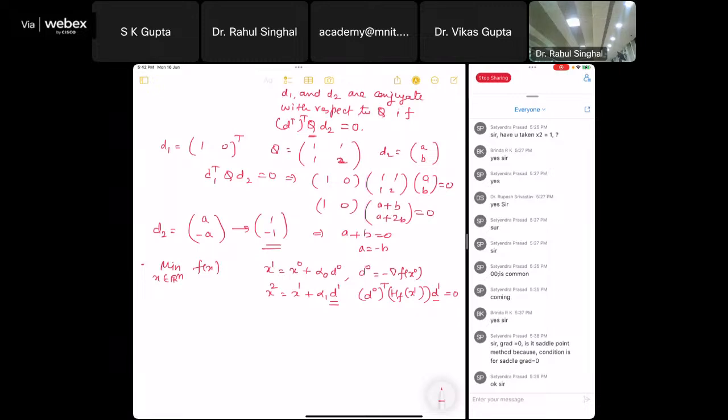I am not taking d1 as the negative of the gradient of f(x1) in this case. I am choosing d1 as a direction which is conjugate to d0 with respect to the Hessian matrix of f at x1, and alpha 1 I find with a similar technique. In the next step, I proceed the same way. This method is faster than the steepest descent method, which is why people use the conjugate method to find optimal solutions.